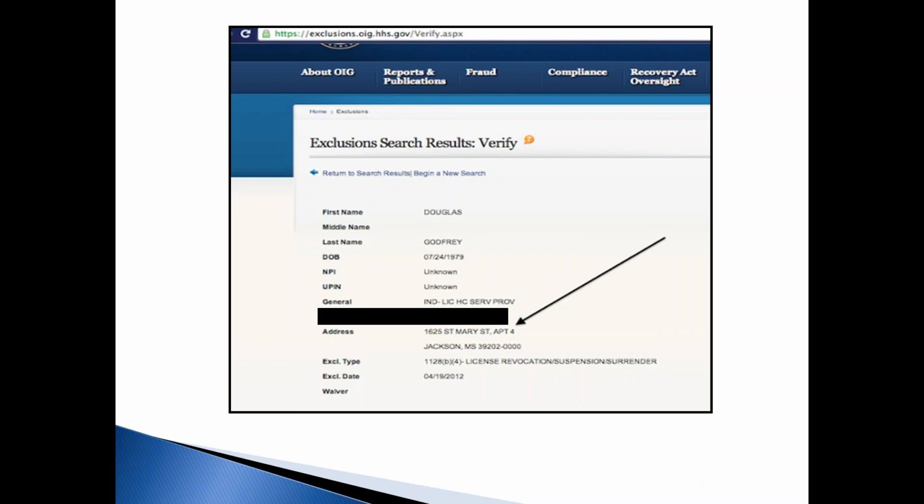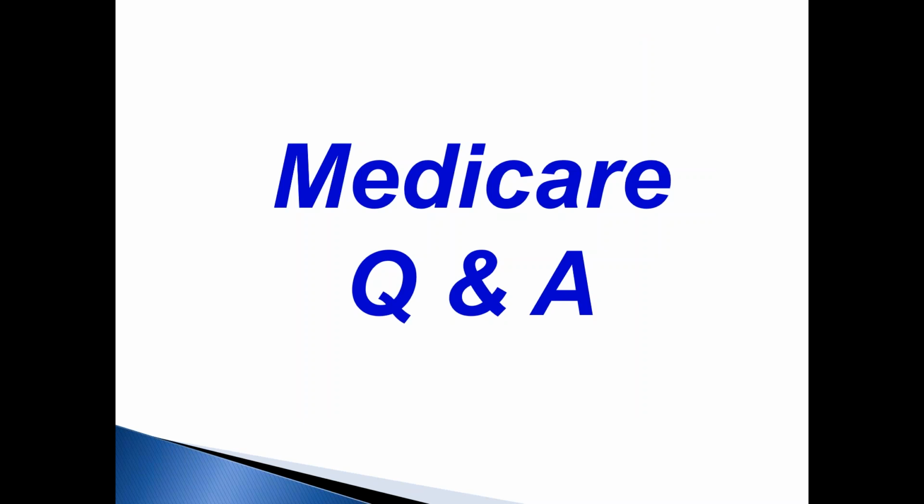Let's say you wanted to hire Doug. Doug Godfrey came in for a job interview, and you're going to have Doug see your Medicare patients. You put Doug's name into the exclusions.oig.hhs.gov website, and his name pops up as being excluded. His license, he had to surrender his license. You'll see if you put in some names as to why they've been excluded, it'll show you on this website. So that's mandatory. That's another policy. So that's 3 policies that we've gone through.